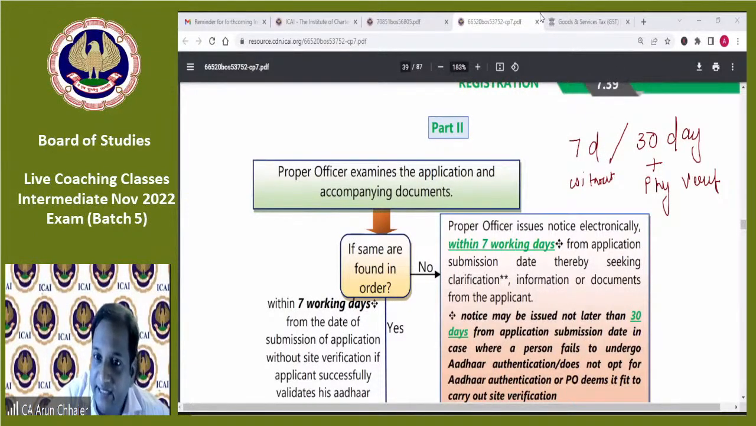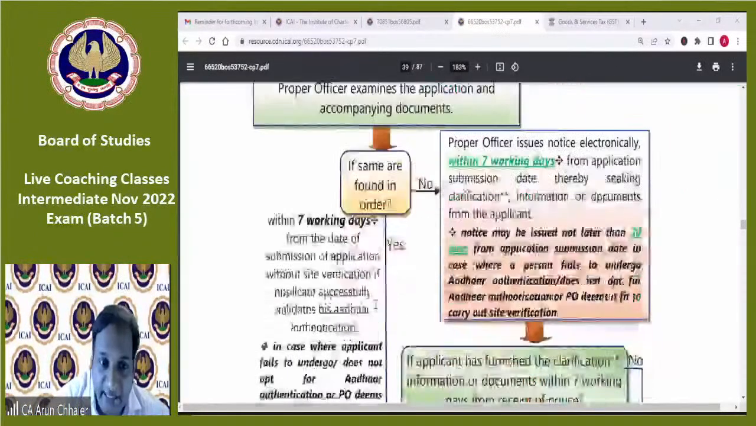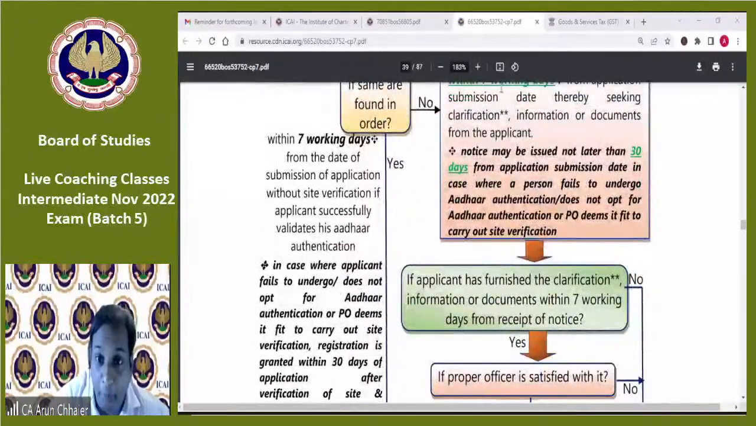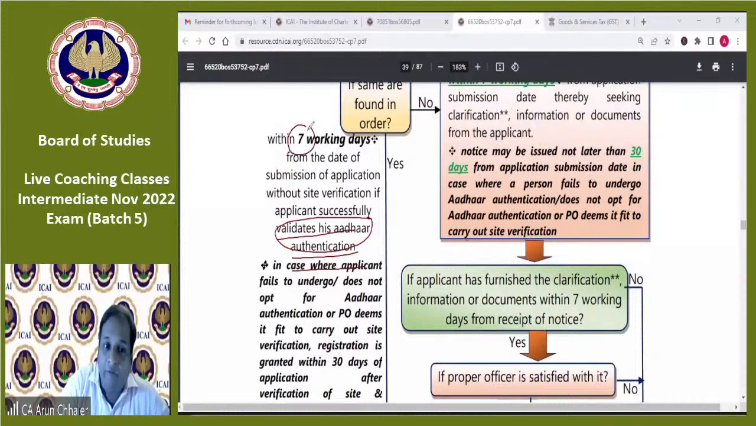What are the 7 days and 30 days? Let's read. Important one. In case the applicant is going for Aadhaar authentication and has successfully validated it at the time of application, then the time limit would be 7 working days.